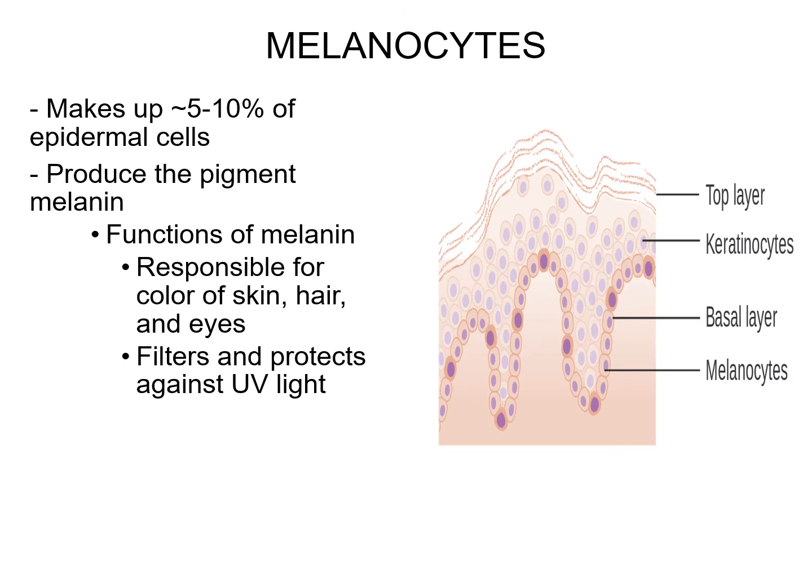And then we have the melanocytes, and once again the melanocytes produce this pigment called melanin, and that gives you the color of your skin, hair, and eyes, and once again it's protecting you from the harmful UV radiation.